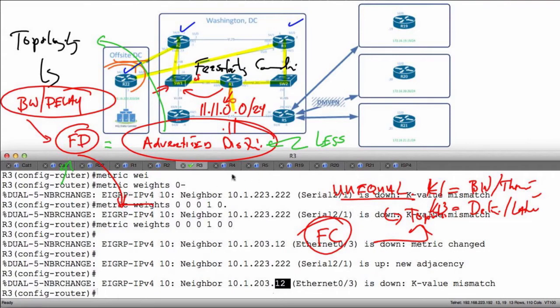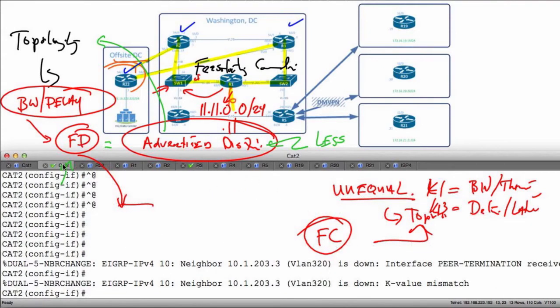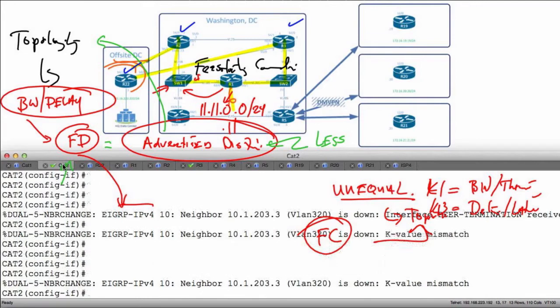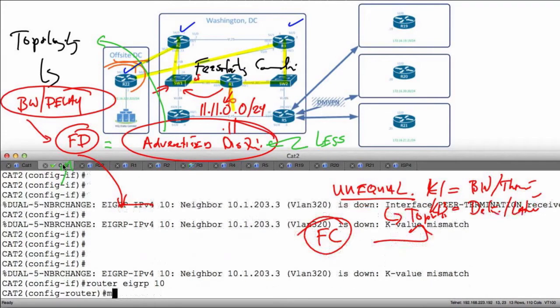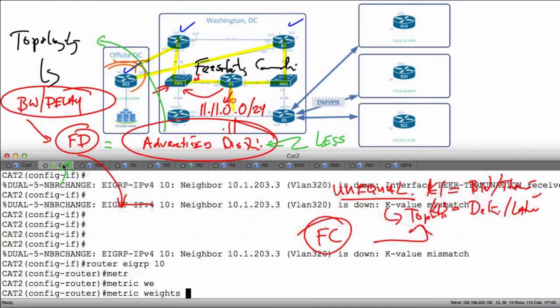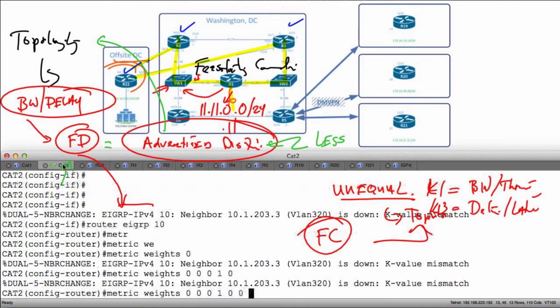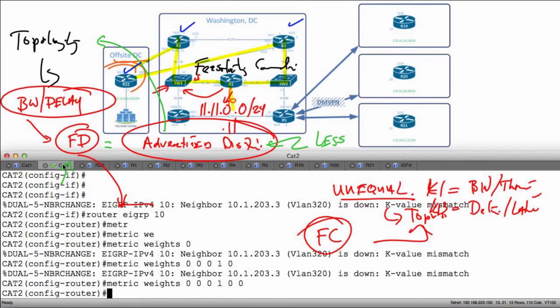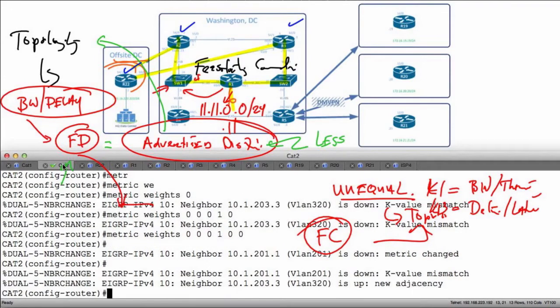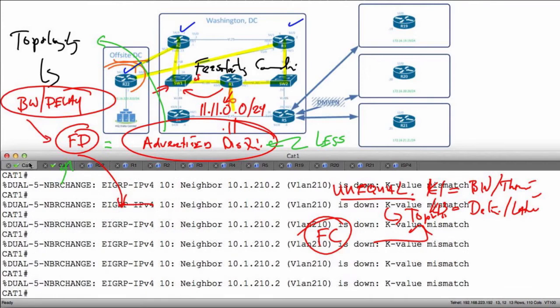So let's go over to Cat2 first. Do the same thing. Router EIGRP 10, metric weights 0001. Actually, no, that's wrong. So it's TOS 0, K1 0, K2 0, K3 1. That should bring our link up. We have a new adjacency. So let's go over to K1 or Cat1.